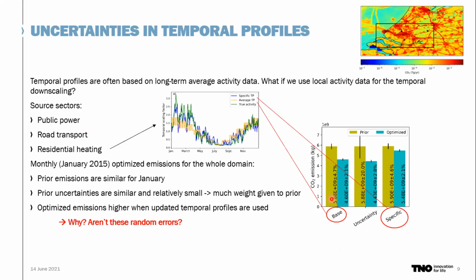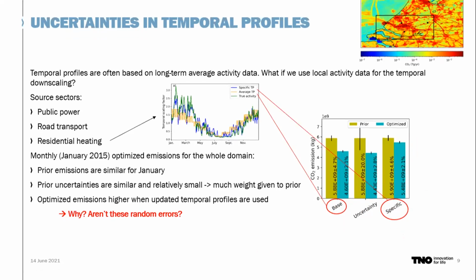And what is interesting is that we actually start with the same prior emissions. So there might be a shift in which sector is dominant, but overall the emissions for the whole month and domain are more or less the same, and also the prior uncertainty is similar. And what we find is that when we use the updated temporal profiles, the optimized emissions are closer to the prior. And there's actually a significant difference between the two optimized emissions. And we expected that we would simply introduce a random error with these temporal profiles, but it seems like it does have a major impact.